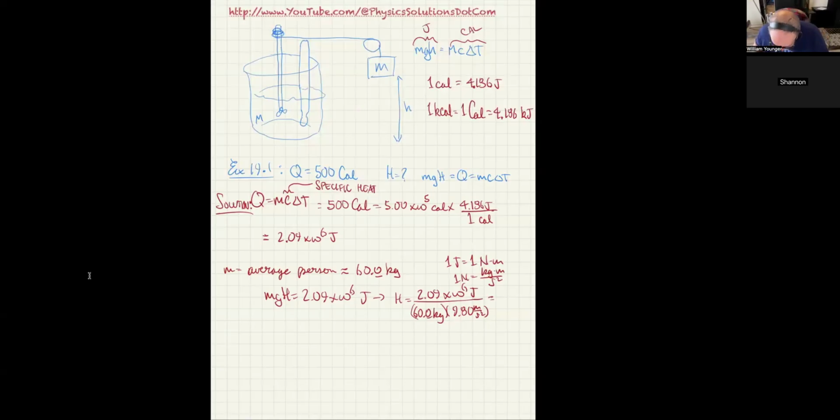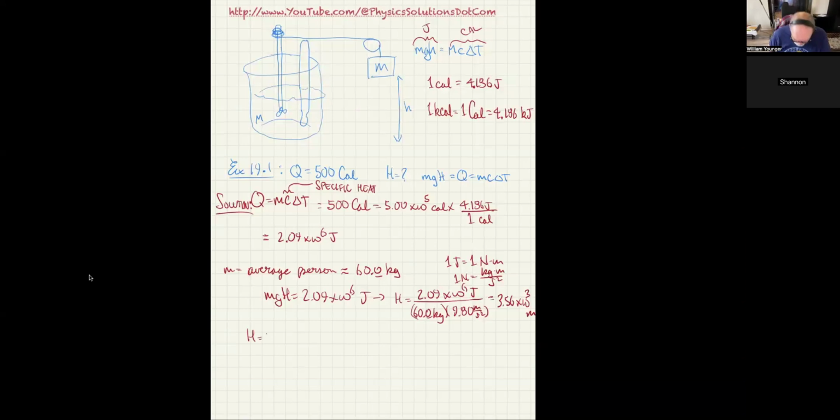So I'm going to divide this by 60 times 9.8, close parentheses. That gives me 3.56 times 10 to the third meters. So the height you'd have to climb is roughly 3,600 meters, which is on the order of 11, 12,000 feet. So that's quite a bit. But luckily, you really don't have to do that. It turns out your body is on the order of like 20% efficient, not so great.